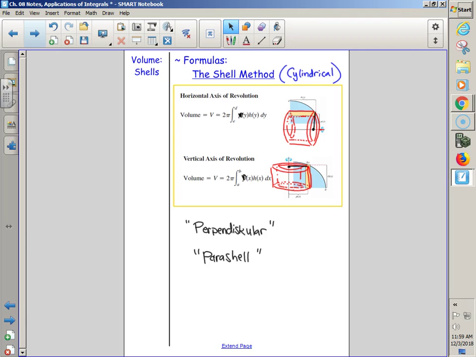Obviously, we didn't get to finish the shell method today, so we're going to keep on going with that tomorrow. But here's a dealio. In homework, what do you want to be done with by tonight? Discs and washers, the stuff that you know. Whenever I ask you to do shells, just stop. Does that sound good? Okay.